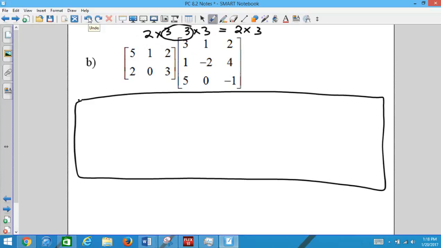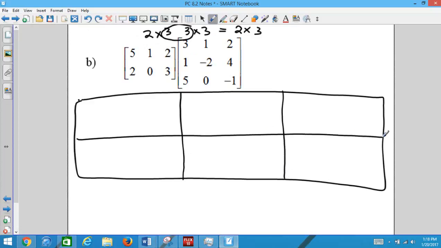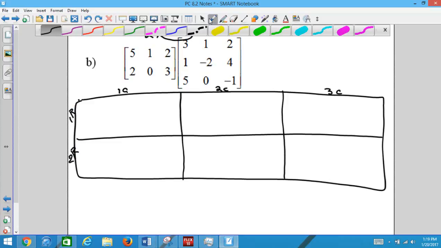Okay, I'm going to start by making, and I'm going to have to put some work in here, that's why it's so big, 2 rows, 3 columns. That's going to be my answer. 2 rows and 3 columns. And I'll put all my work in there so that you guys know where I got the numbers from. So this would be first column, this would be second column, this would be third column. We've got first row, we've got second row. This is kind of like the distributive property.